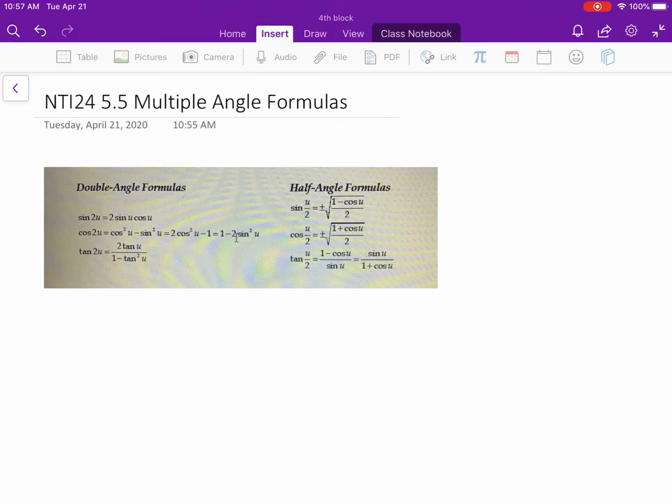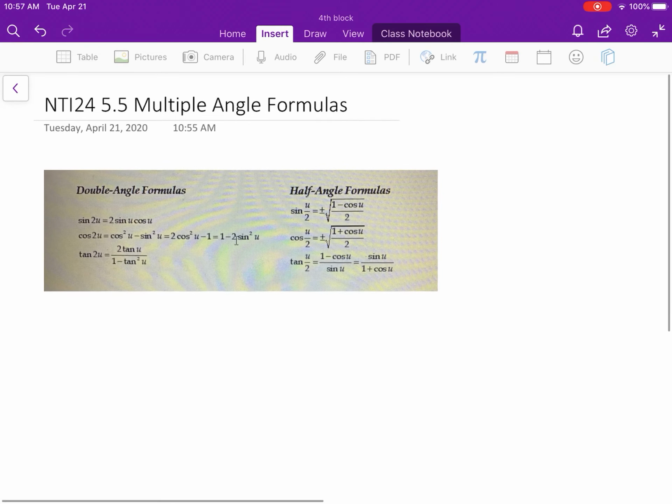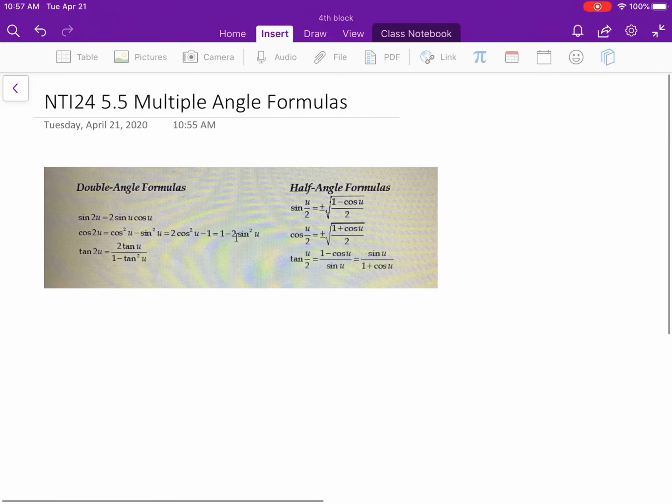Okay, so today's lesson, we're actually going to cover NTI24 and 25. I took this last section and split it into two different math labs because it was a little longer, but I'm going to go ahead and put the notes all together. So starting with the first math lab, NTI24, we're going to be focusing on multiple angle formulas in this one. So we have double angle formulas and half angle formulas. Now, these, once again, are on that formula sheet that hopefully you've been able to download from document sharing.